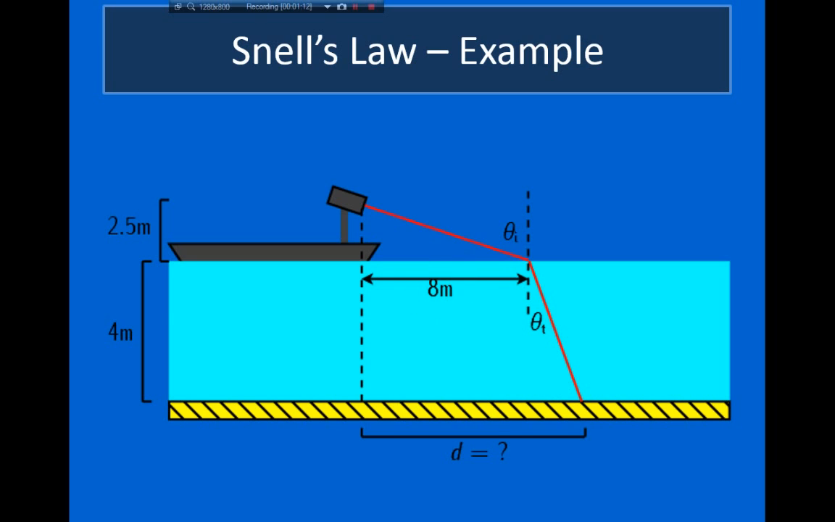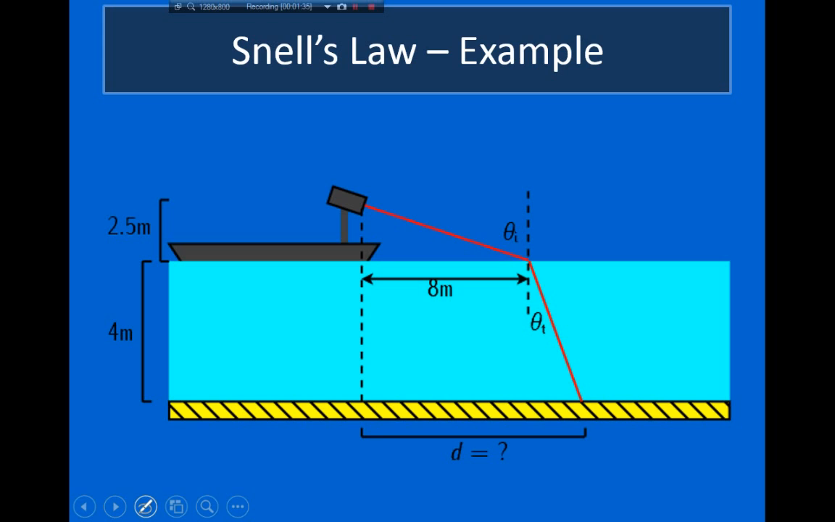Now, this is a little bit tricky, and the reason that this is a more difficult problem is because we haven't been given either the angle of incidence or the transmitted angle. We've only been given some of these distances, this 4.5 meters, 8 meters, and then the 4-meter deep lake. So the way we're going to calculate these angles is by using trigonometry.